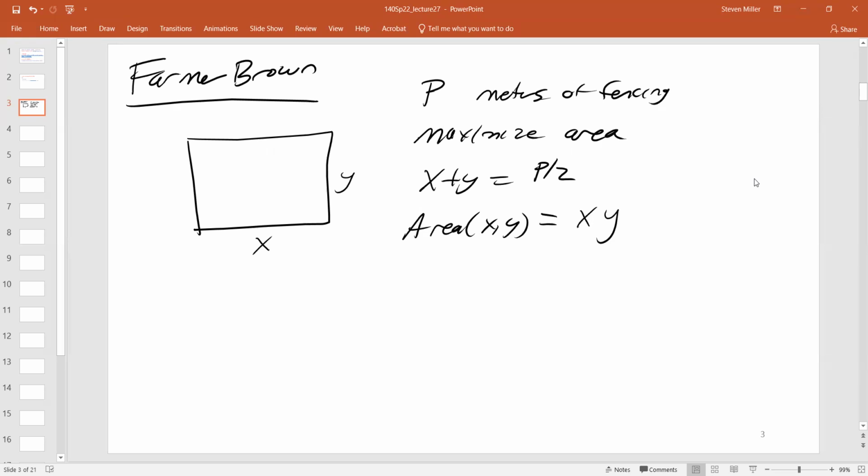Well, would we do it all in terms of x, or all in terms of y? Would you solve for x in terms of y, or y in terms of x? Absolutely y in terms of x. It doesn't really matter which one you do, but the standard convention seems to always be solve for y in terms of x. Now, I'm going to give a new name to my function, A of x, because it's a function of just one variable. It's going to be x times (P/2 minus x). How do I find where that function is maximized? What do I do?